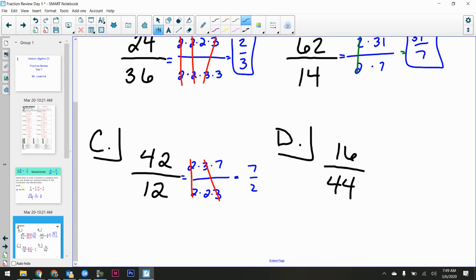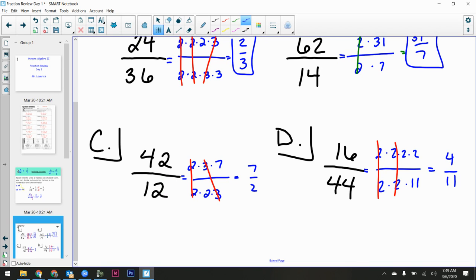And then our last one here for 16/44. So 2 times 8, well, there, right? 2 to the 4th is 16. And then 44, that's 2 times 22, 2 times 11. 4 times 11 is 44. Okay, and then we cancel out here and here, leaving us with a 4/11. Put it back together to make a 4/11. Questions there?